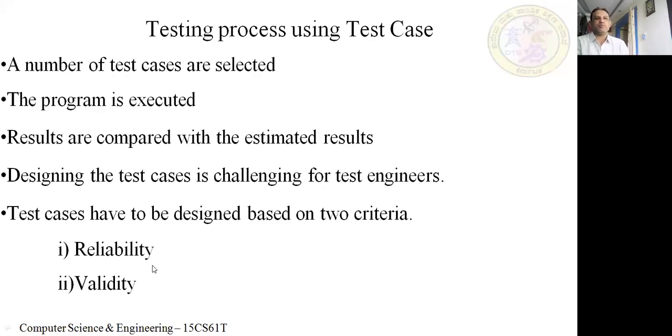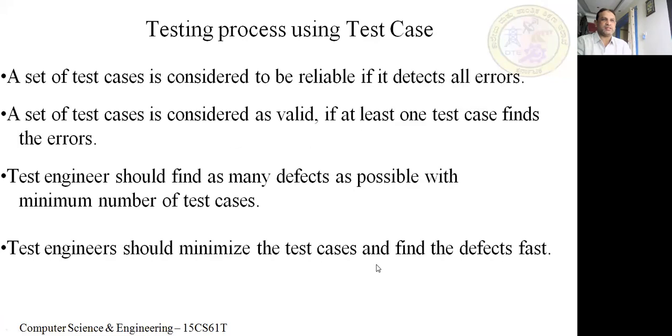So test cases have to be designed based on 2 criteria. We call that reliability and validity. What is that we discuss? A set of test cases is considered to be reliable if it detects all errors. What do you mean by reliability? A test case which will detect all the errors, we call that test case as reliable. A set of test cases is considered valid if at least one test case finds the errors. So a test case which finds one error, we call that a valid test case.